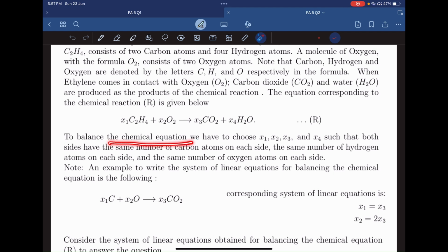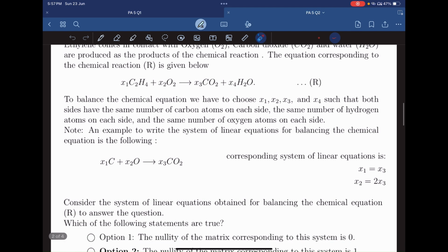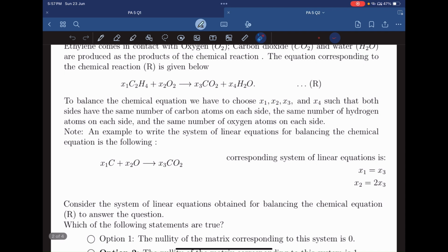To balance the chemical equation, we have to choose x1, x2, x3 and x4 such that both sides have the same number of carbon atoms, same number of hydrogen atoms and same number of oxygen atoms. That is, the number of carbon atoms on the LHS should be the same as the number of carbon atoms on the RHS. The number of hydrogen atoms on the LHS should also equal the number of hydrogen atoms on the RHS, and same for oxygen.